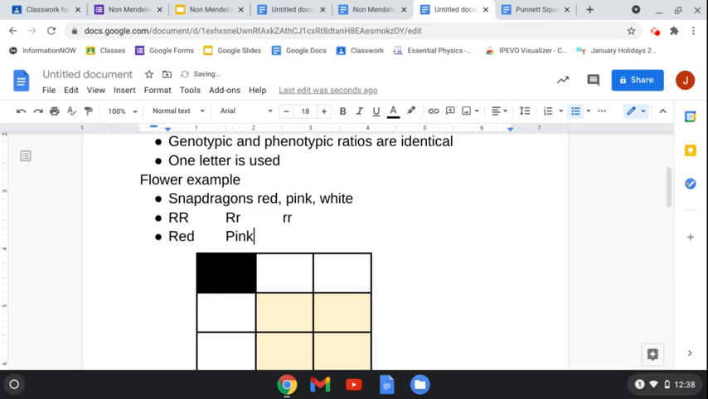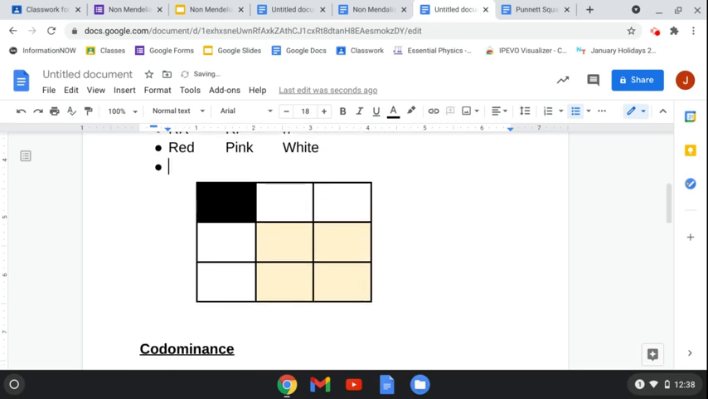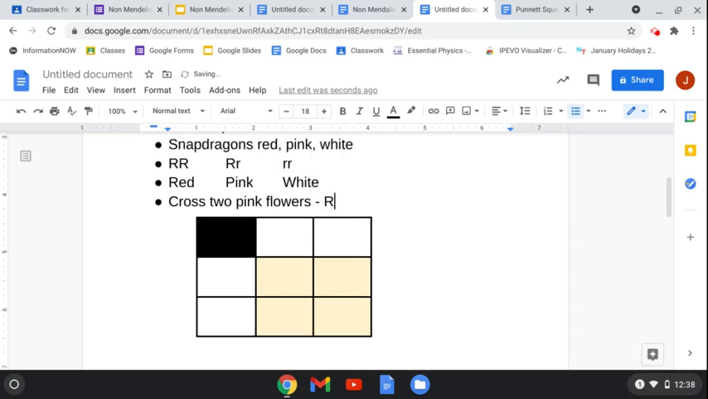If you're mixing red and white flowers, you're actually going to end up with pink flowers as your intermediate trait. So because of this, you're just going to have one genotypic and phenotypic ratio. We're going to do an example here. So I'm going to go ahead and cross 2 pink flowers, and I'm going to see what my genotypic and phenotypic ratios are going to be with this. So pink, if I look right here, is going to be big R, little r. So this is going to be my cross.